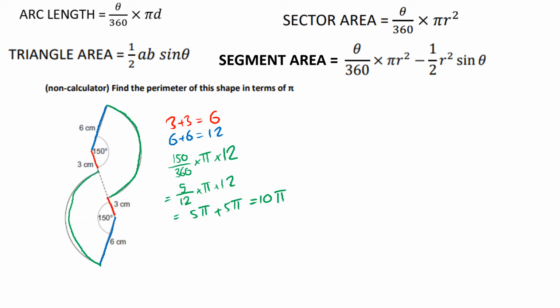So what's the total perimeter of this shape? Perimeter is 10 pi, add 12, add 6, add 18. Units will be centimeters. It's not as bad as it looks, that one, particularly on a non-calculator. Okay, let's look at one more question and bring in some segments and triangles and things.